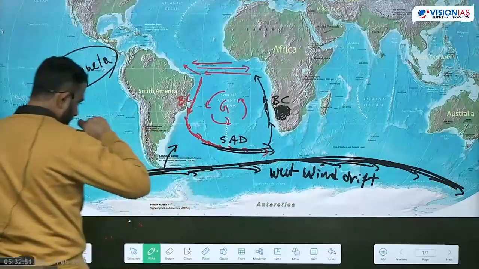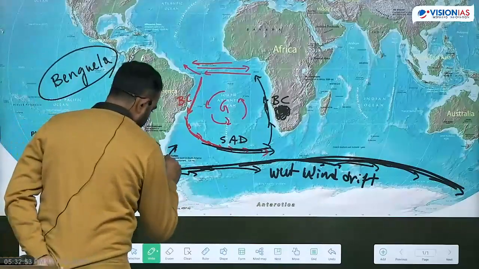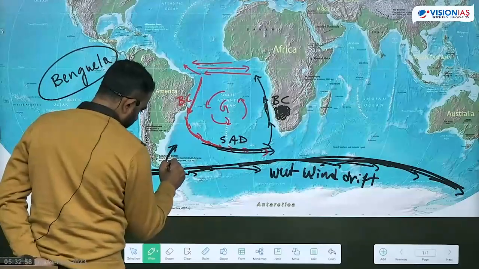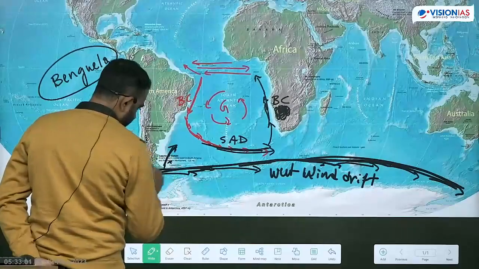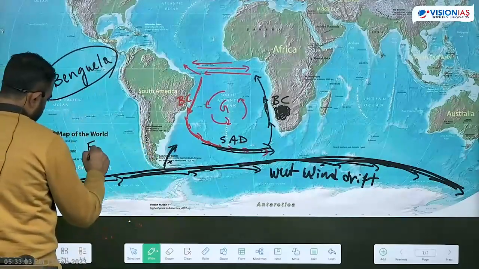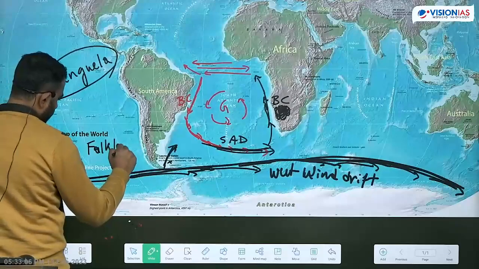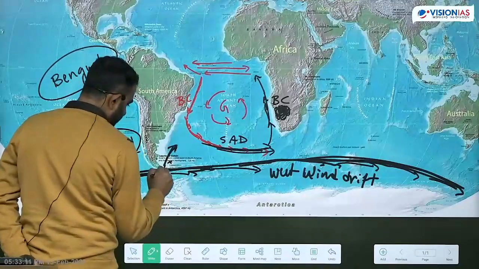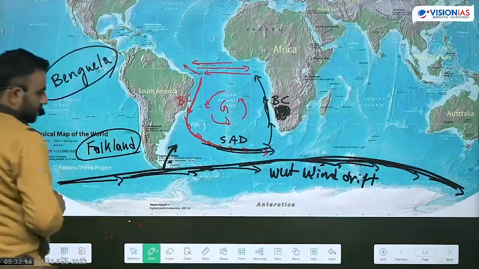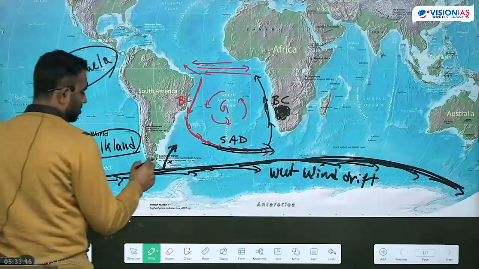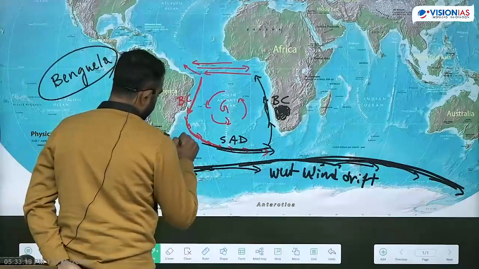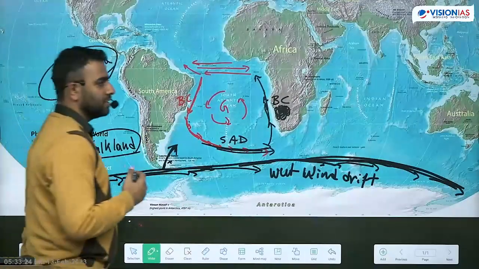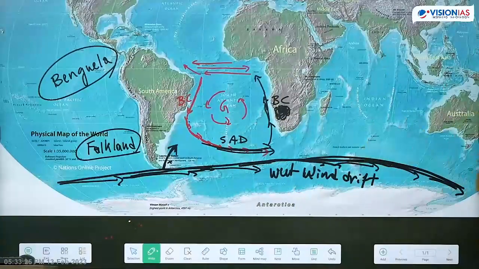In addition to this, there is another cold ocean current which flows near a small island here. Okay, this is South America. Next to the continent of South America there is a small island. Okay, what is this island? Falkland Island. Okay, it's the Falkland Island, and this current flowing between South America and Falkland is called the Falkland current. Okay, it is the cold Falkland current which is moving towards the north, and it joins the warm Brazilian current.